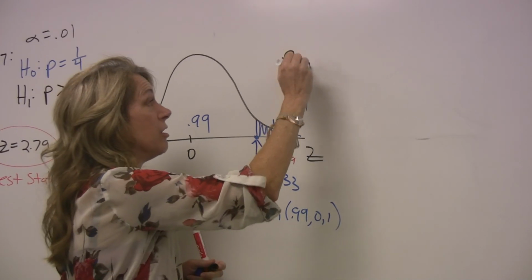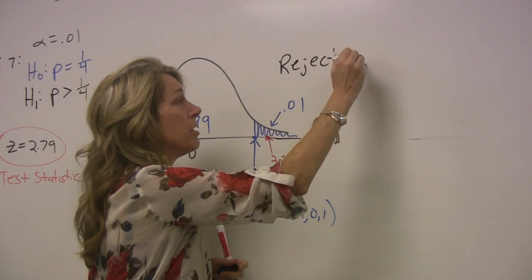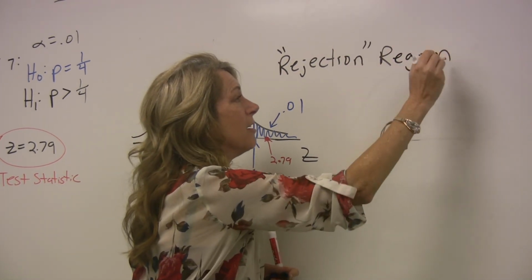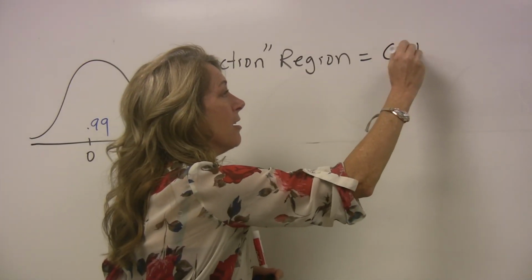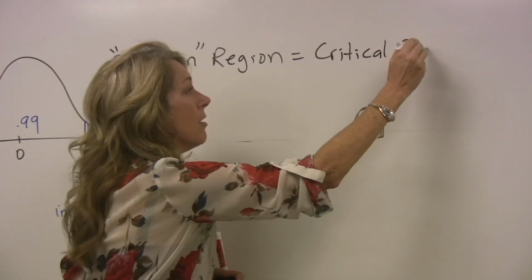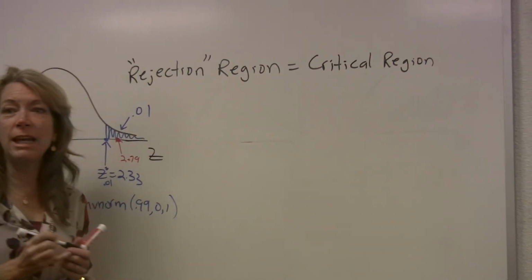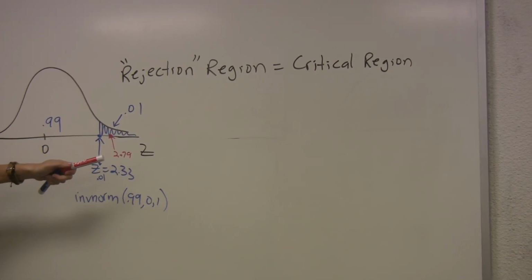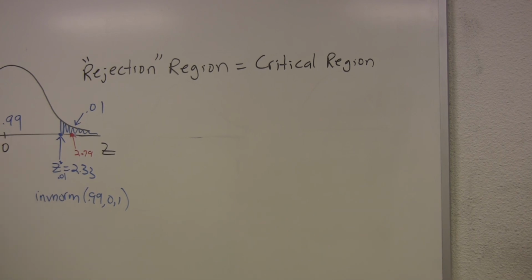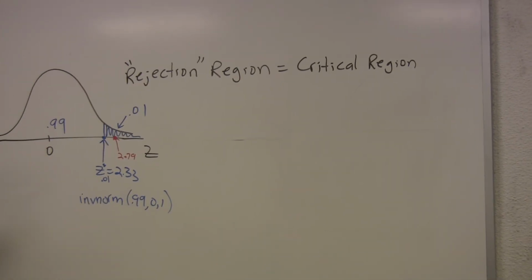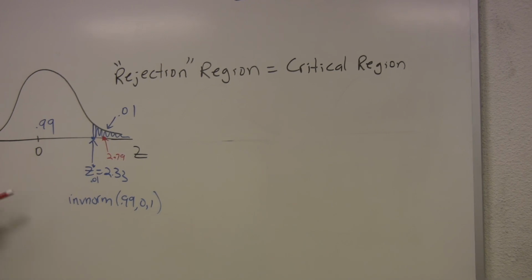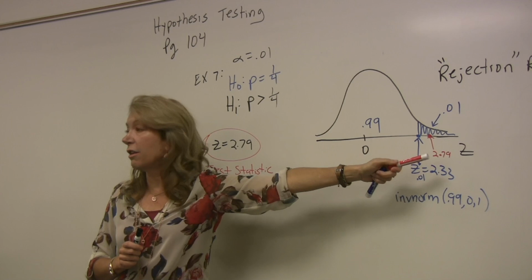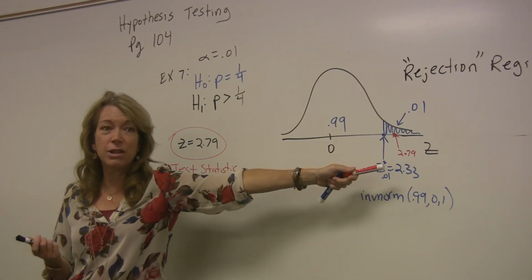The rejection region. Our book calls it the critical region. So what we're saying is anything that passes this line is far enough away to reject H0. So we have something that was far enough away. We have our critical value. We compared our test statistic to see if it was in what's called the critical region. I like to call it the rejection region.